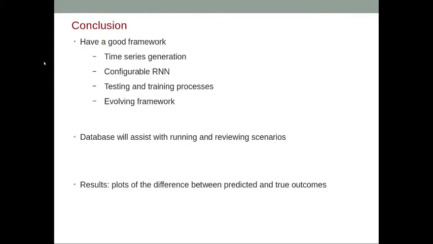What can I say for concluding remarks? In terms of current status, we're in pretty good shape. We have a good framework. We have a time series generator. We have a configurable RNN. We have testing and training processes in place. But I do want to mention that this is an evolving framework. As we get results back, we go ahead and make adjustments.